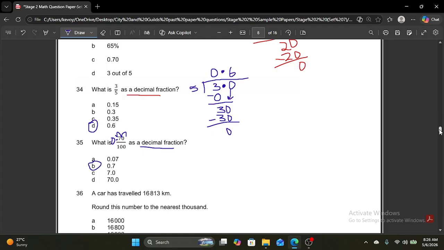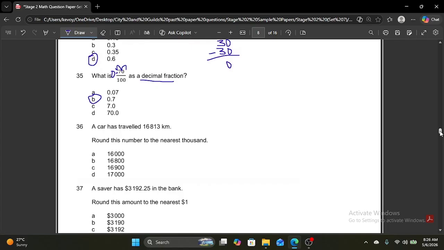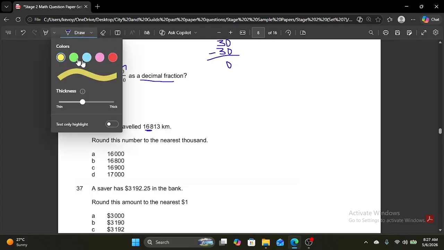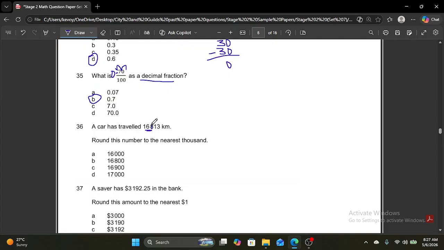Alright, moving right along. A car has traveled 16,813 kilometers. Round this to the nearest thousand. So the thousand place is 6. So 6 is in the thousand place. So what's beside the 6? 8 is beside 6. So we highlight 8 because that's the number now that we'll have to decide.